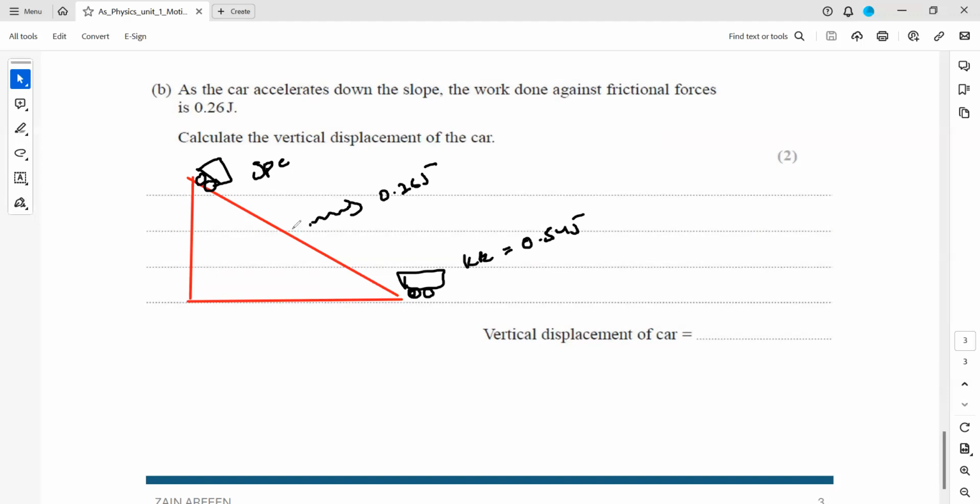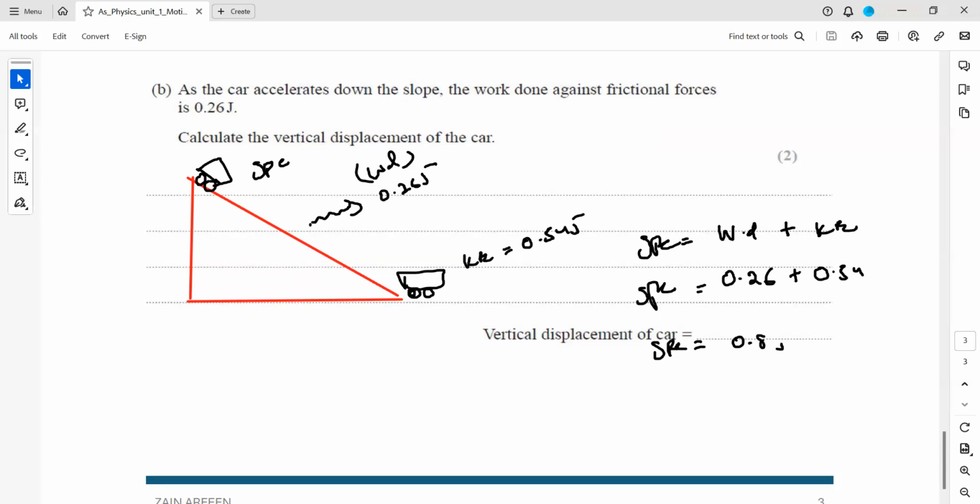0.54 joules. So if this is the work done against the friction, we will work out the original gravitational potential energy, which equals the work done against the friction, or energy loss, plus the kinetic energy at the bottom. So the work done against the friction is 0.26 and the kinetic energy is 0.54. So the gravitational potential energy equals 0.8 joules. And we need the height, or the change in height. The formula is that gravitational potential energy is mgh, or m g delta h.